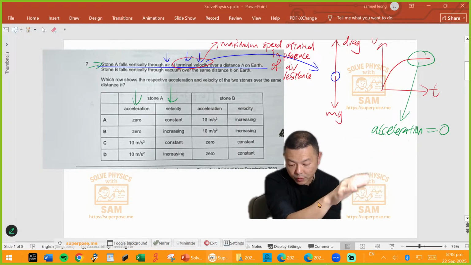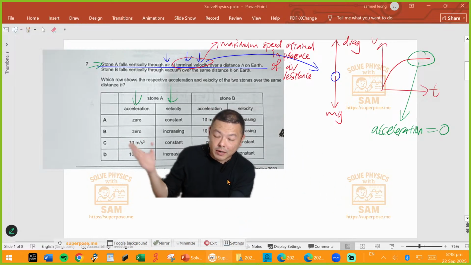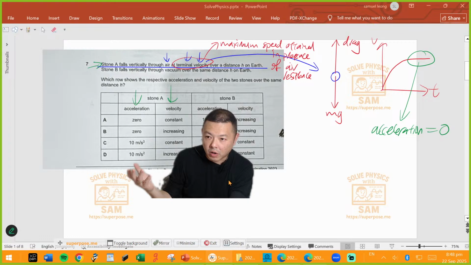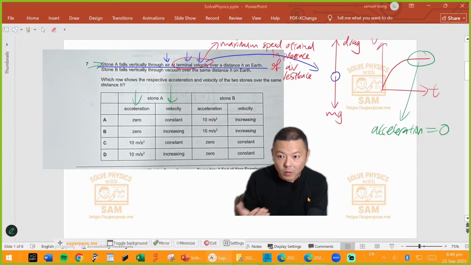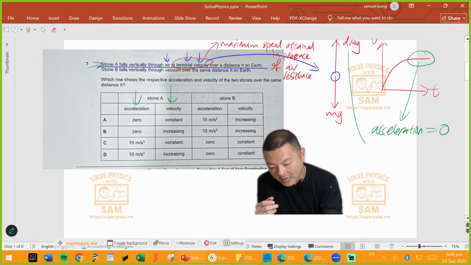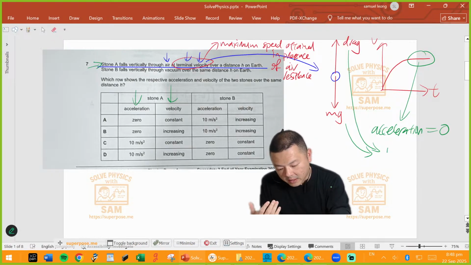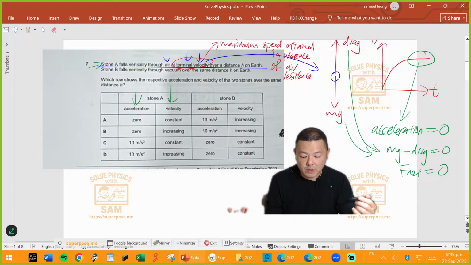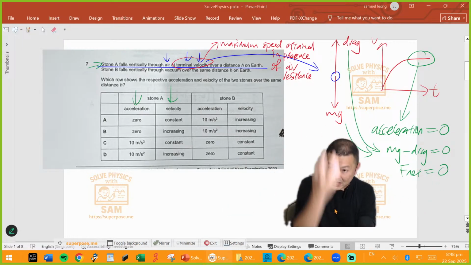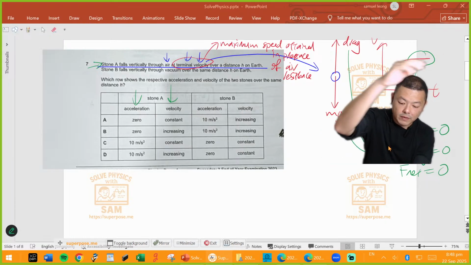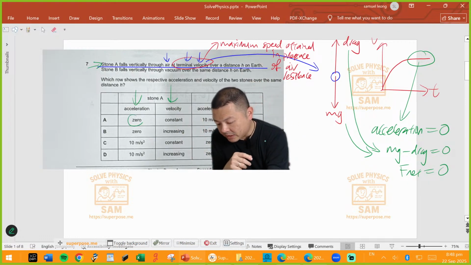Why has it reached 0? They didn't ask us why. If you just want the answer, sure, it's just 0. But why is it 0? The reason is that you look at the two forces, drag and mg. You can say mg minus drag equals 0, which means that the resultant force is 0. So there's no resultant force. It's falling, but with maximum constant speed. So for stone A, acceleration is 0.